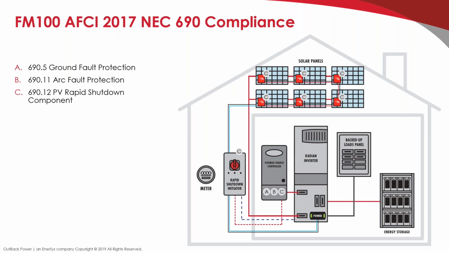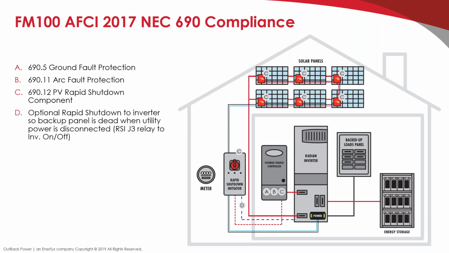The FLEXmax 100 also contains rapid shutdown pins so that it's easy and straightforward to de-energize the charge controller and therefore remove voltage from the PV conductors in the event of rapid shutdown. And D, there is an optional rapid shutdown signal line to the inverter. Some jurisdictions will require that the inverter also shuts down in the case of a rapid shutdown. So that's an optional feature that OutBack offers that a lot of other competitive products do not have available.